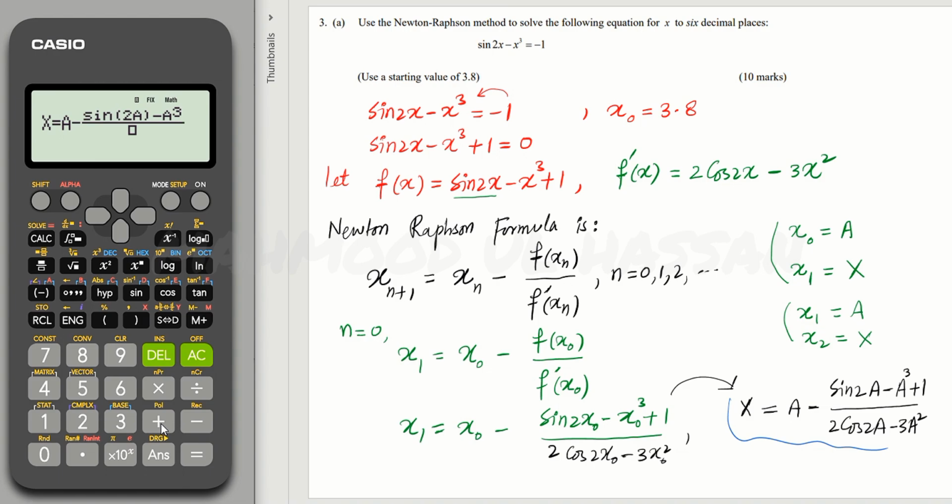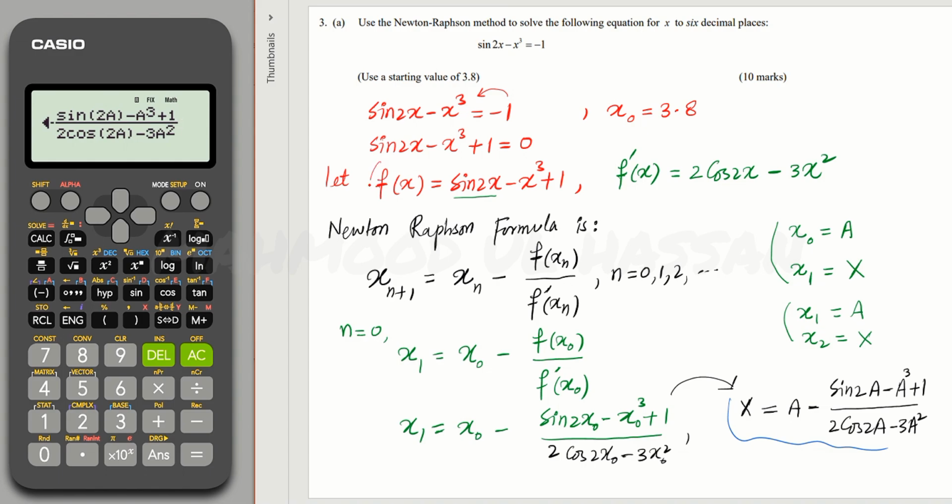Divided by, there is a plus 1 as well in the numerator, so plus 1, and then in the denominator we have 2 cosine of 2a, 2 alpha and a, and then minus 3a squared, so that is alpha and a squared. So we just wrote the formula for the Newton-Raphson method, and now we are going to write this function.